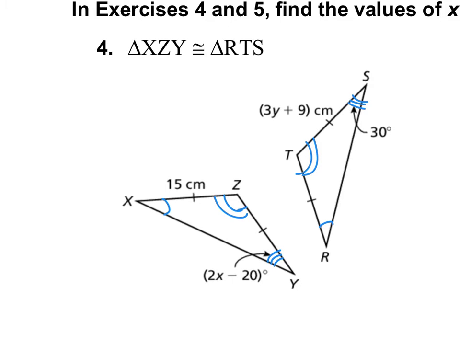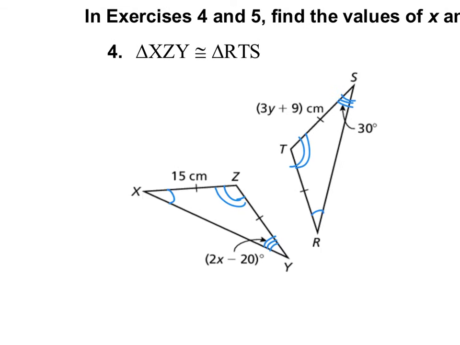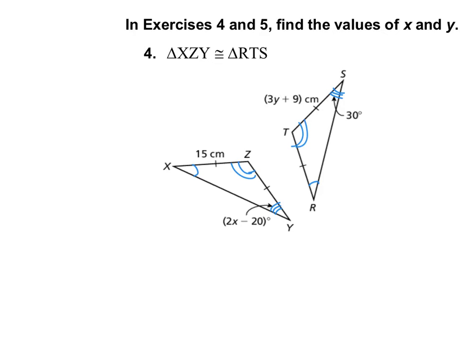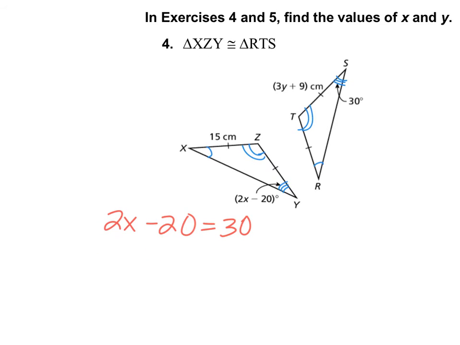Now it's really obvious which ones are the same. You can write 2 equations. You know that 2x minus 20. What is 2x minus 20 equal to, Liberty? And solve. You can add 20. Divide by 2.